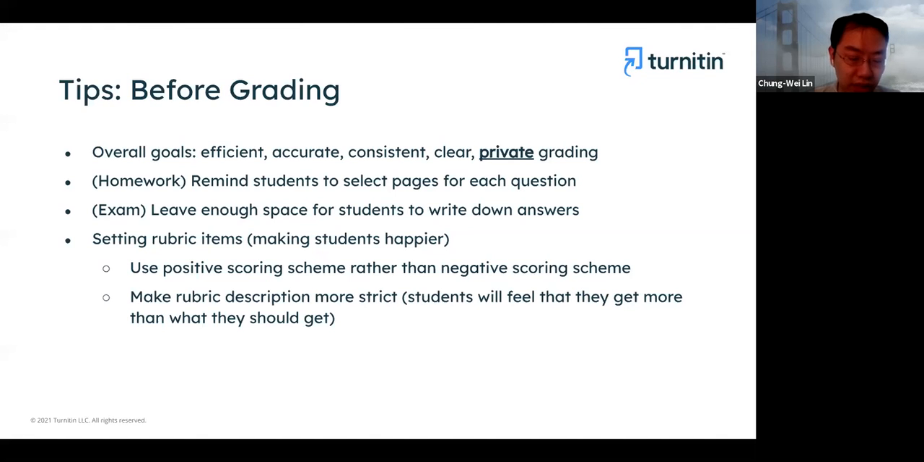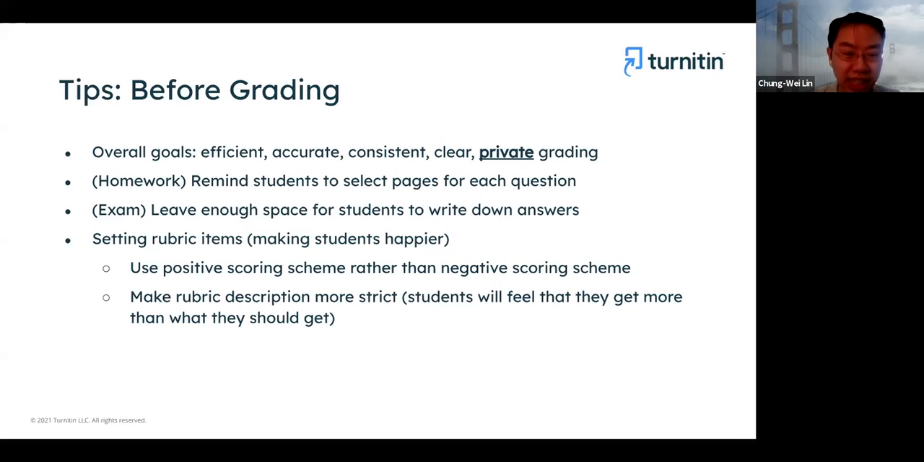For an exam, of course, you need to leave enough space for students to write down their answers. And I think rubric item design is also very important. One strategy we usually use is to write down the rubric item in a more strict way, so that students will feel they get more points than what they should get. I think that's also one strategy to reduce the number of regrade requests.